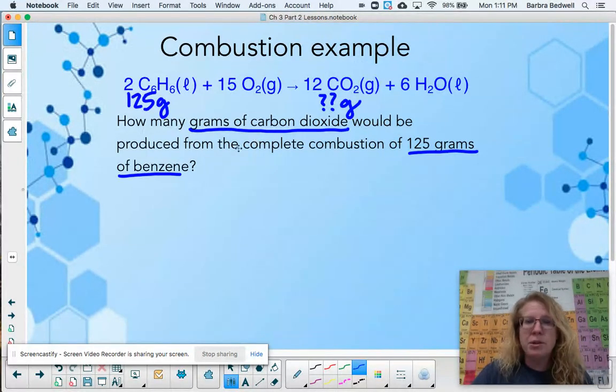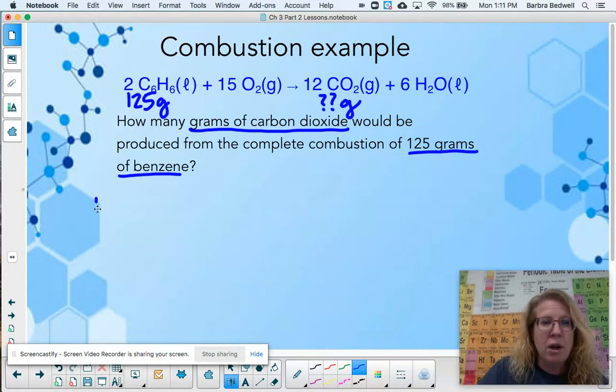So now we know what we're going to do. We're trying to convert from grams of a reactant to grams of a product. So now remember, the thing that's important here is that when we see this 2 and this 15 and this 12, those are mole to mole ratios, not gram to mole ratios. So we have to be a little bit careful here.